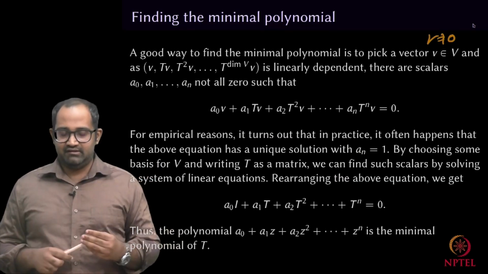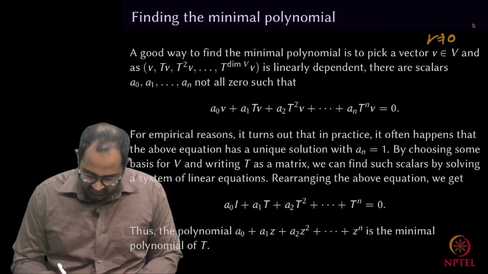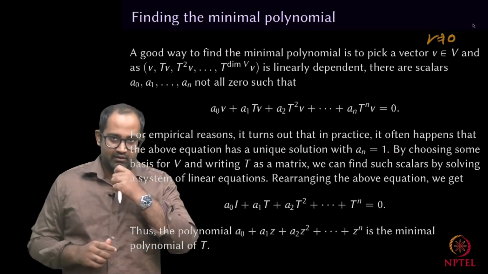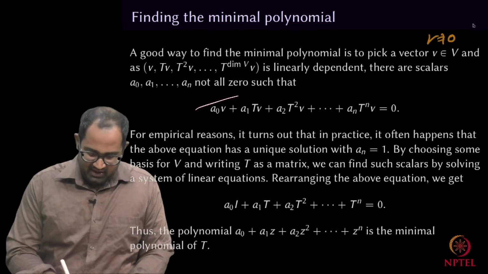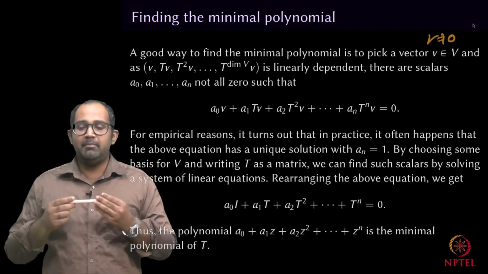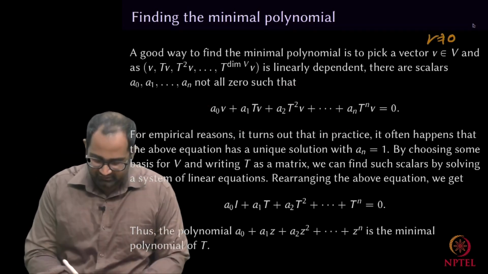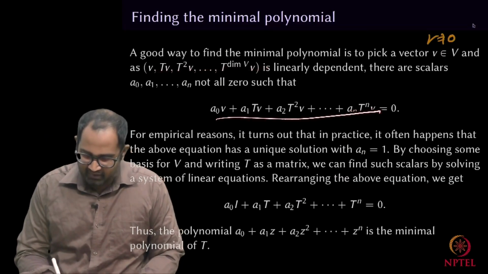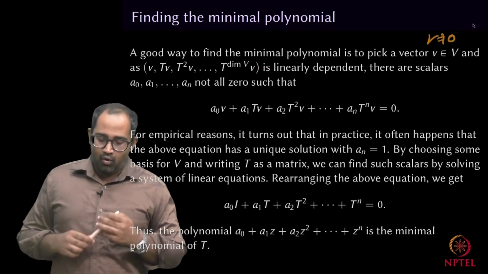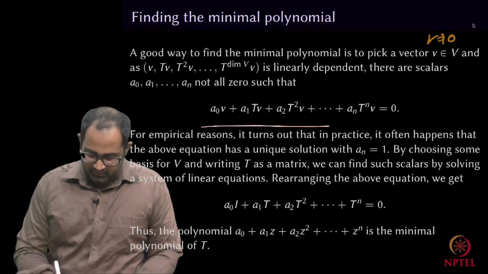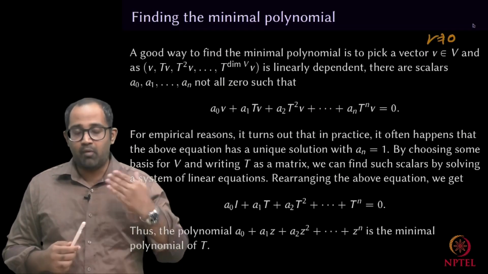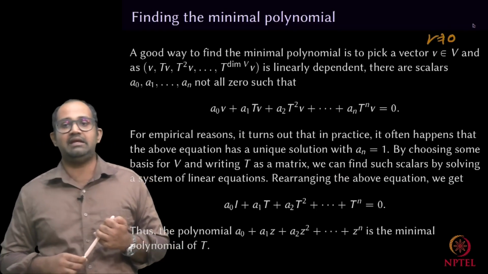For empirical reasons, it happens that the above equation has a unique solution with an equal to 1. Now what does that mean? The only way this equation has a unique solution with an equal to 1 is if the minimal linear relationship amongst this list of vectors occurs only after you consider the n vectors or the n plus 1 vectors. The only way this has a unique solution is if no previous subset or no previous sublist is already linearly dependent.